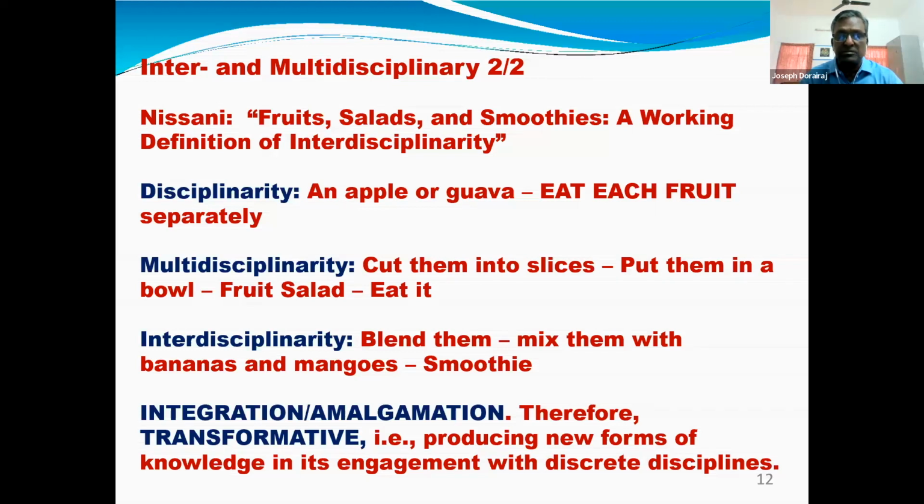So the key difference between multi and inter is that in multidisciplinarity, there is no real integration, as a result of which the mango pieces or the apple pieces retain their original identity. Whereas in a smoothie, in a glass of fruit juice, where are the banana pieces? Where are the apple pieces? They have all disappeared. There is integration, there is transformation, as a result of which there is a new taste.